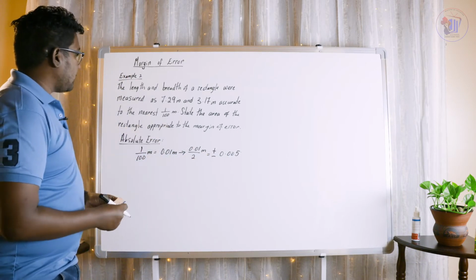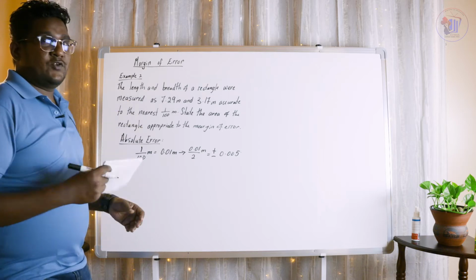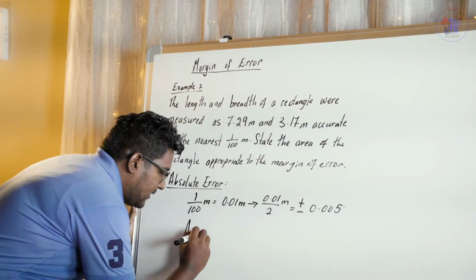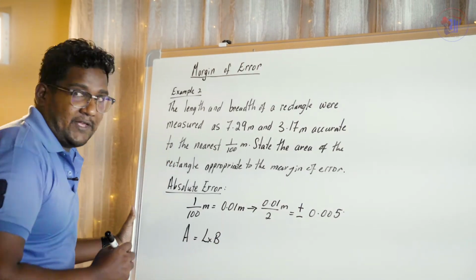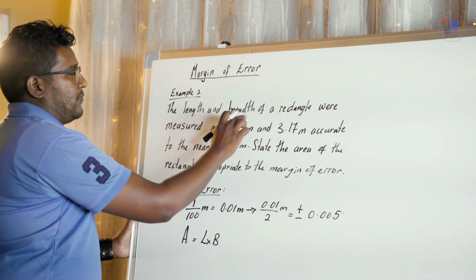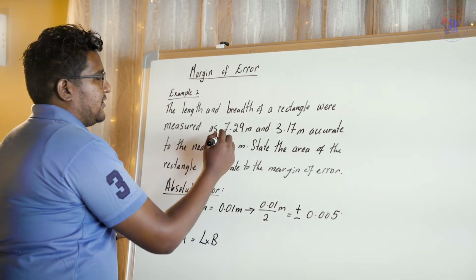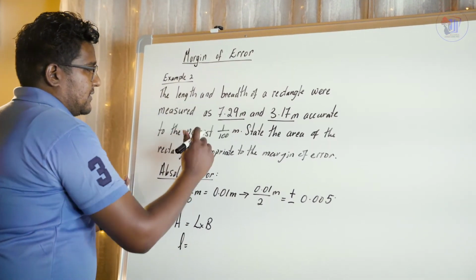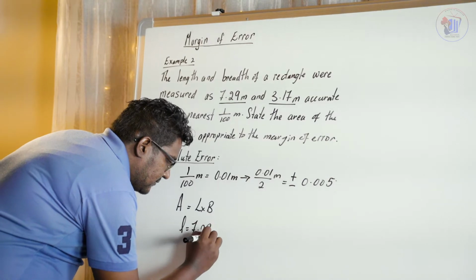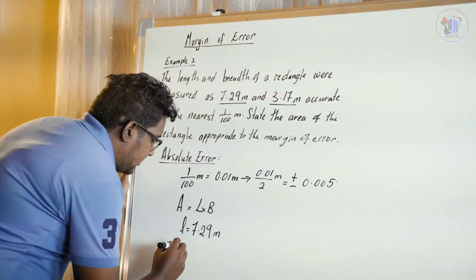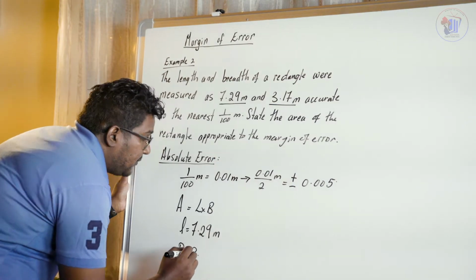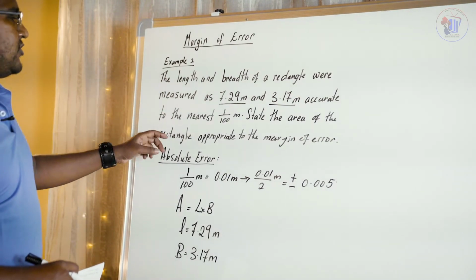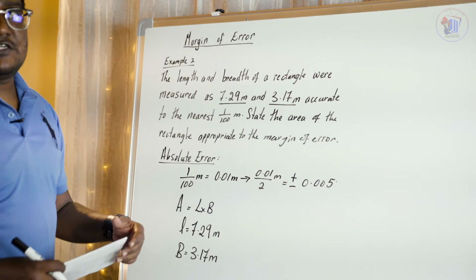So let's go to the question. So we have to find the area of a rectangle. And if you could recall from our first episode, the area of a rectangle is equal to length times breadth. So they said that the length and breadth of a rectangle were measured as 7.29 and 3.17. So our length is equal to 7.29 meters and the breadth is equal to 3.17 meters. So let's go and calculate the area of this shape appropriate to the margin of error given.